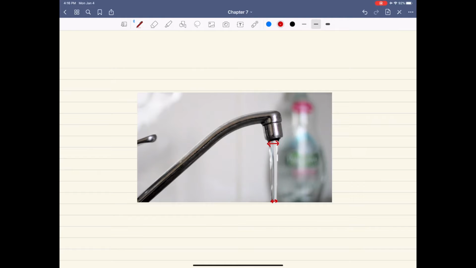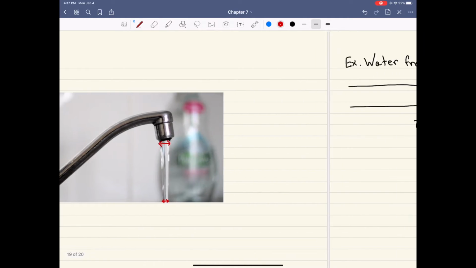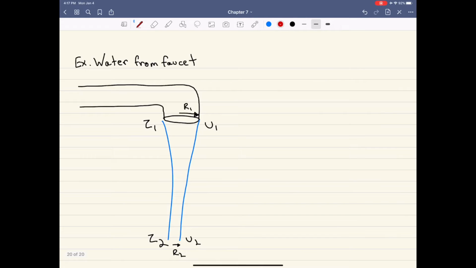So the main reason that the radius changes as the water falls from the faucet tap is due to gravity. All right? And so to show you this, I drew this little schematic here of water coming out of a faucet tap. Okay? And what I want you to consider is the water at point Z1 here, which is right at the tap opening. Let's say that water is coming out at some velocity U1.